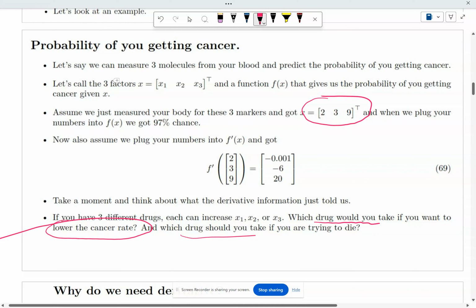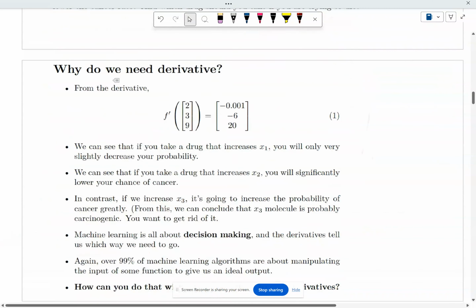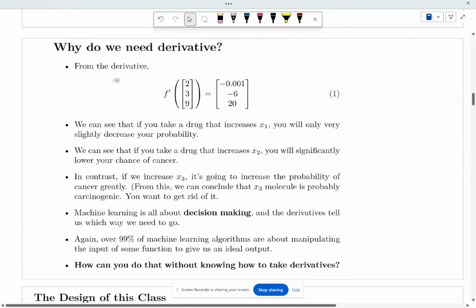And which drug should you take if you're just trying to die? Okay, take another second and think about this. So from this previous derivative, remember the derivative is telling you that if you were to increase this value, x1, what's the probability going to do? And right now it's saying that if we increase this factor, x1, the probability is going to reduce. Even though it's tiny, it's not reducing very much.